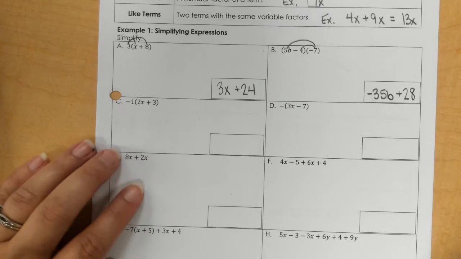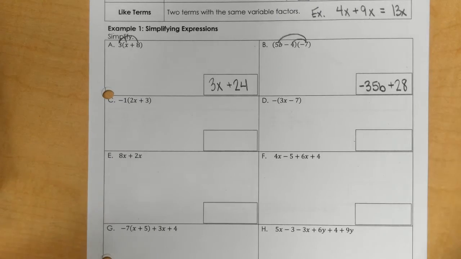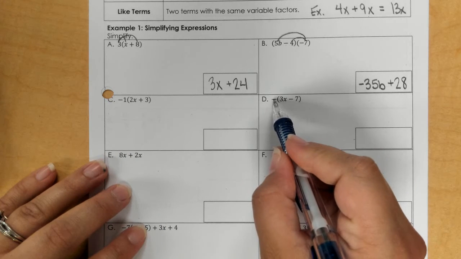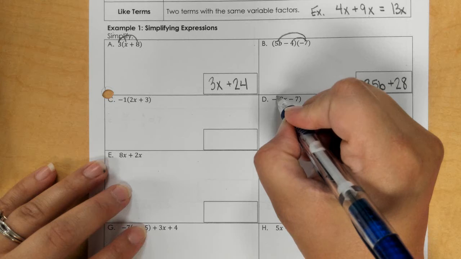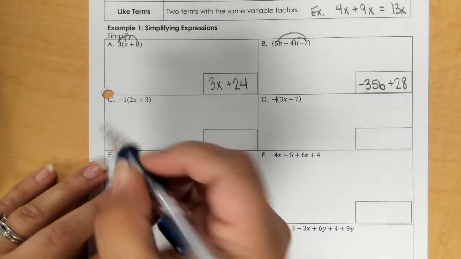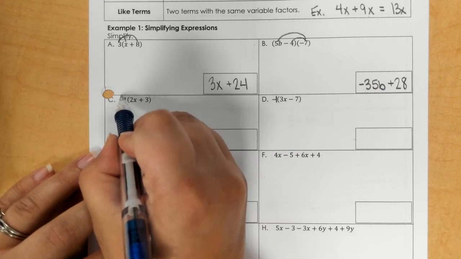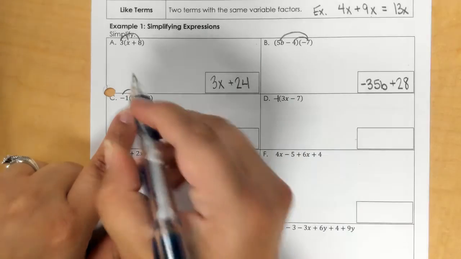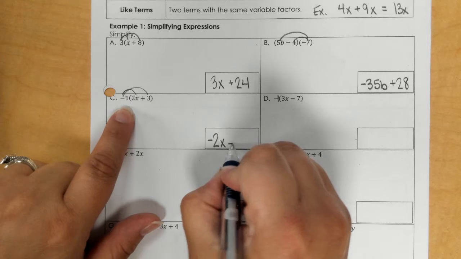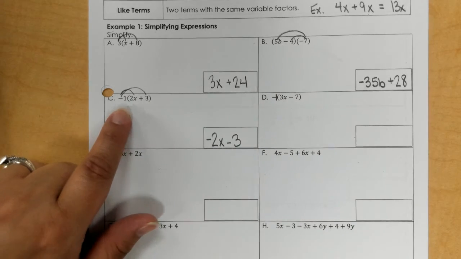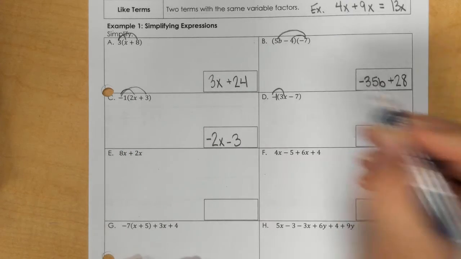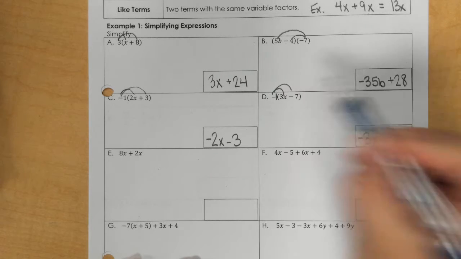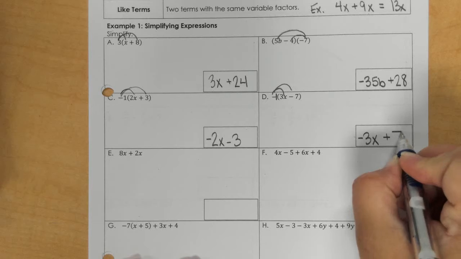Now in letters C and D, this is practicing the same skill. Sometimes you see a negative 1 written and sometimes you don't see the 1 written. But that negative still implies that there's a 1 there. So if I distribute my negative 1, that's going to become negative 2x, and then negative 1 times 3 would be negative 3. Here, negative 1 times 3x is negative 3x, and negative 1 times negative 7 is 7.